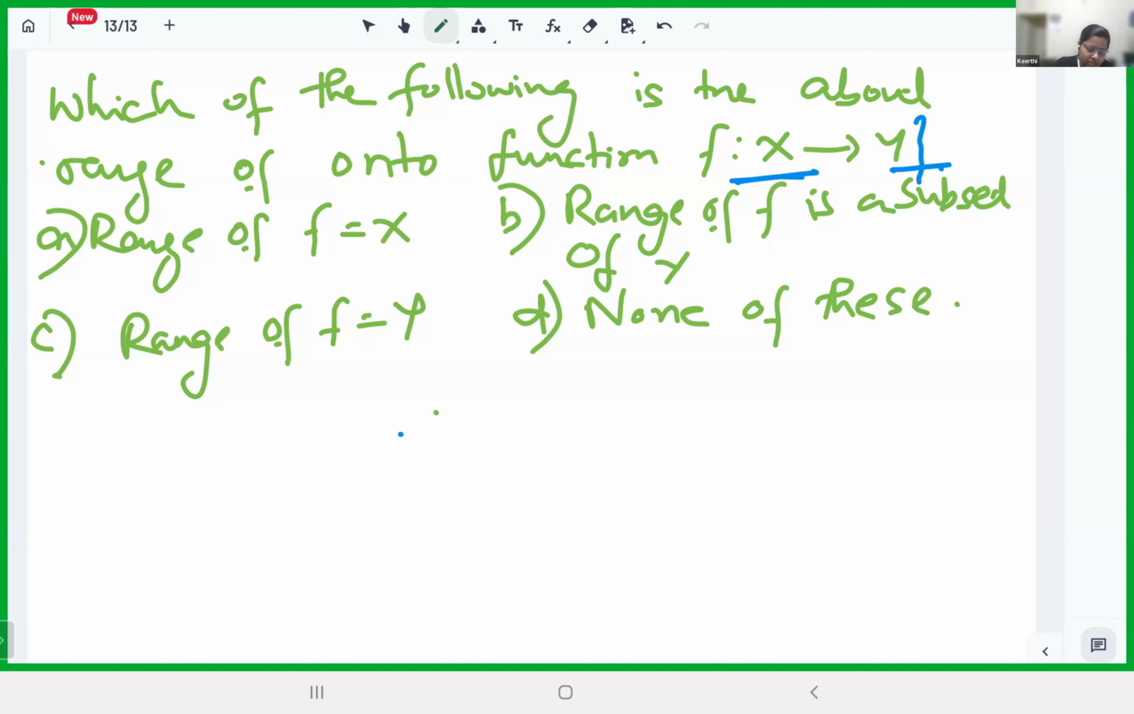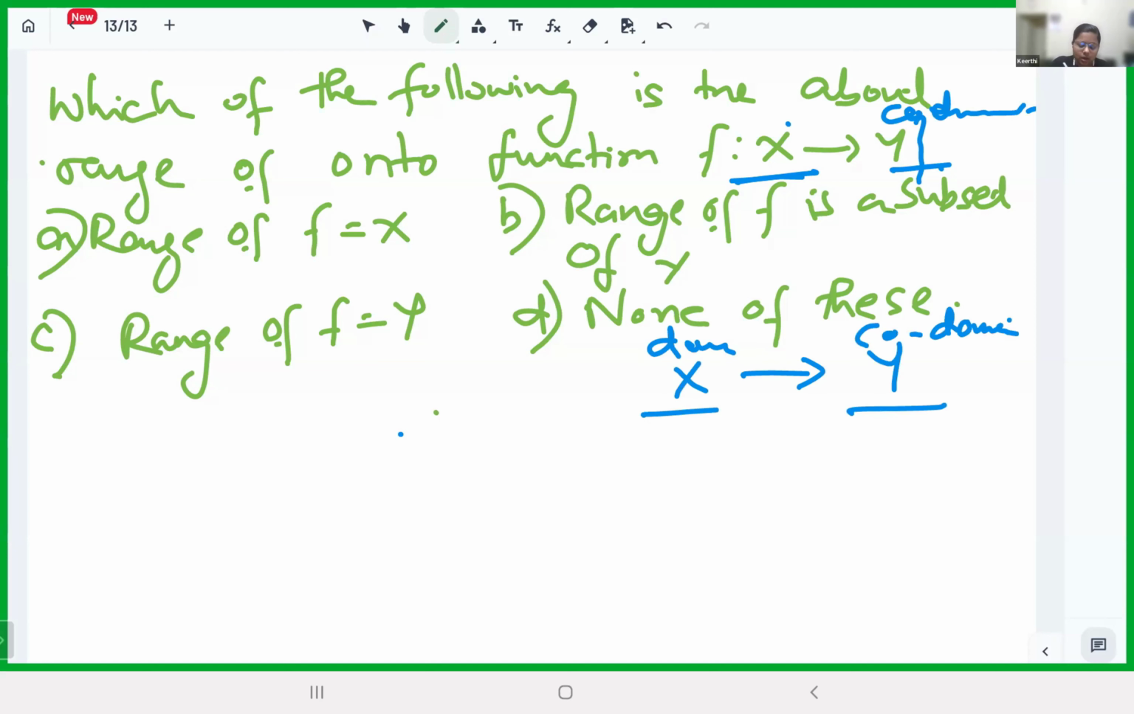If a function is defined from set X to set Y, X is known as the domain and Y is known as the codomain. The set of all images of that function is the range. Range is nothing but the set of all images of that function.